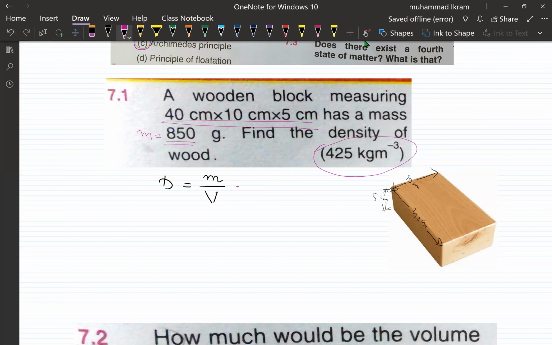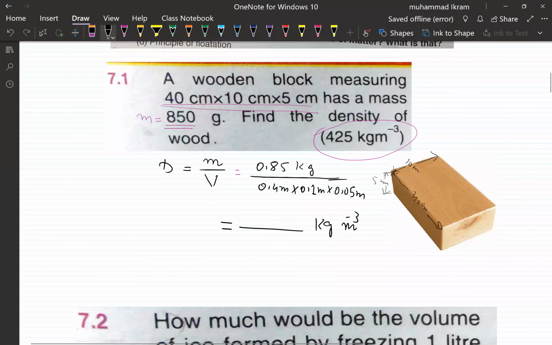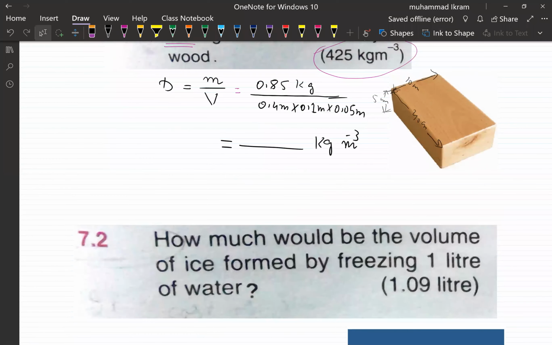So there are two ways you can do it. Either convert this into kilogram first. So how will it look? If you convert this into kilogram, it will be divided by 1000, so 0.085 kg. And if you convert this into meter, then what will happen? 0.4 meter into 0.1 meter into 0.05 meter. And your answer will be in kilogram per meter cube. Hope you will finish the calculation using your calculator, right? This is very easy, as easy as eating ice cream.